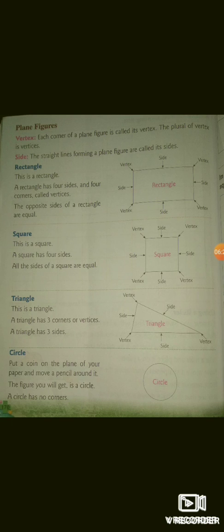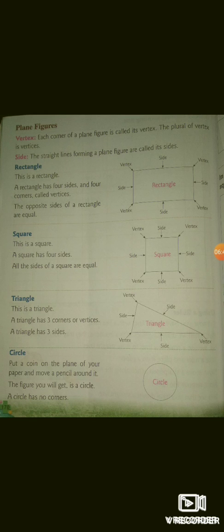What do you mean by vertex or side? Vertex means corner. Each corner of a plane figure is called its vertex, and the plural of vertex is vertices. Then side, the straight lines forming a plane figure are called its side.